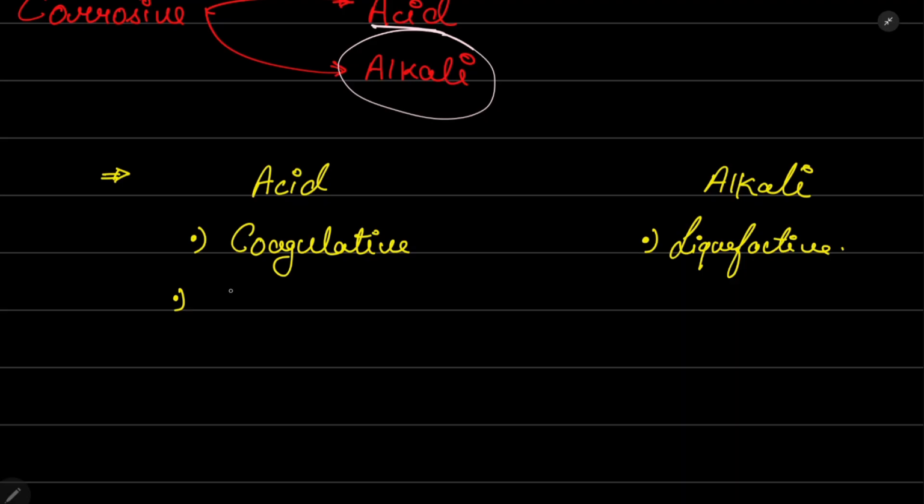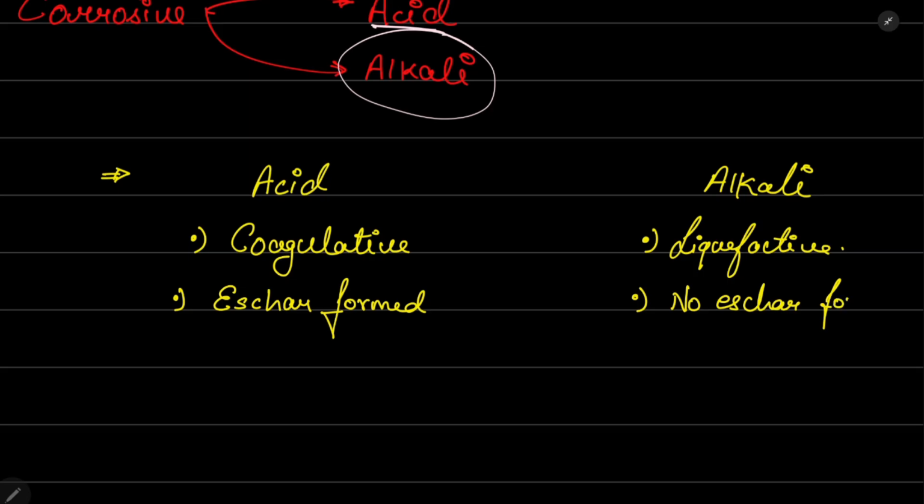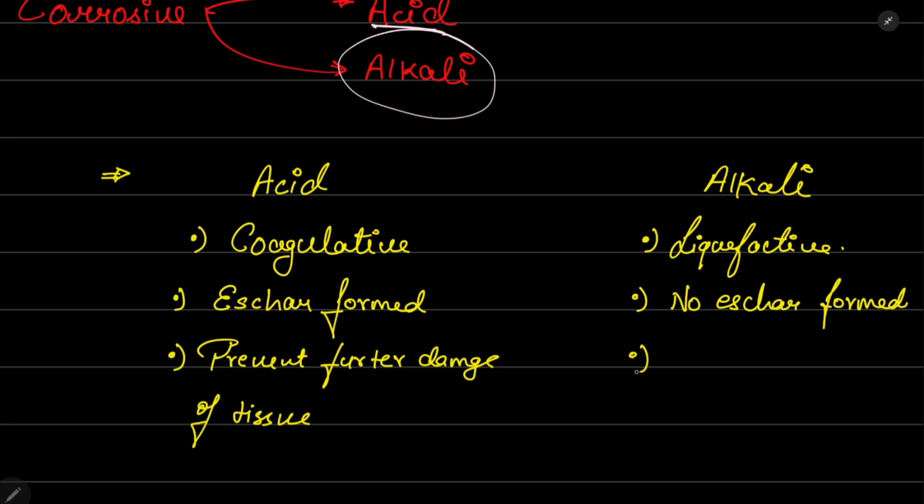Because of the coagulative type of necrosis, there is eschar formation in acid poisoning, whereas there is no eschar formed in alkali poisoning. The eschar prevents further damage of the tissue. Whereas with no eschar formation, there is deeper tissue damage. So we have seen that alkalis are more dangerous than acids.